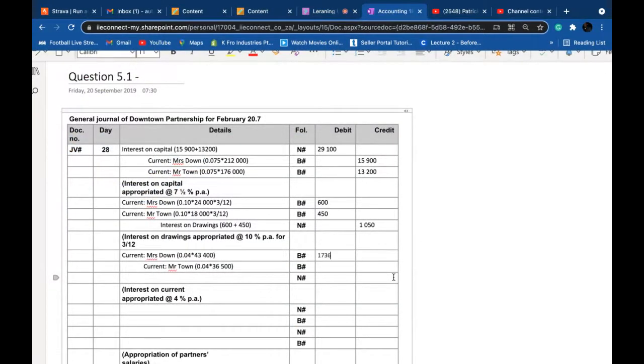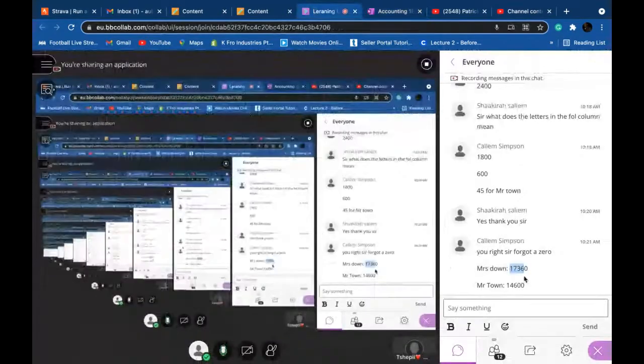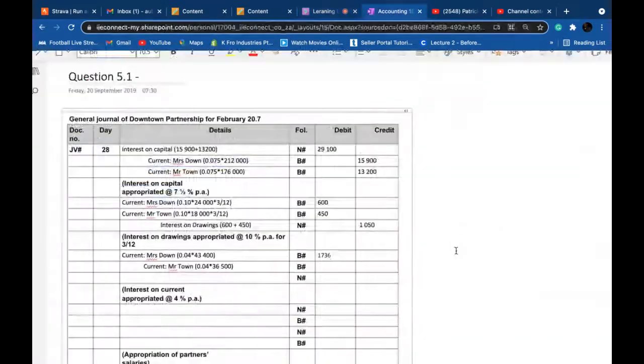Okay, so we said we're debiting because she obviously has a... Okay, and then for Mr., we're obviously crediting because we want to reward him. Okay, and then now remember this is interest on current account, so we don't know, are we supposed to debit or are we supposed to credit? Okay, now the only way that we'll know is by getting the difference.